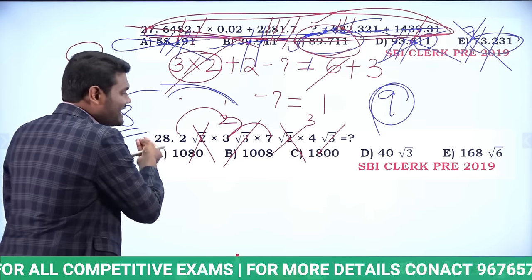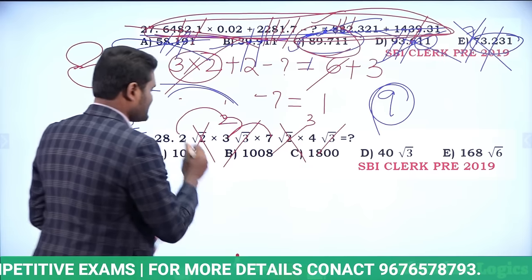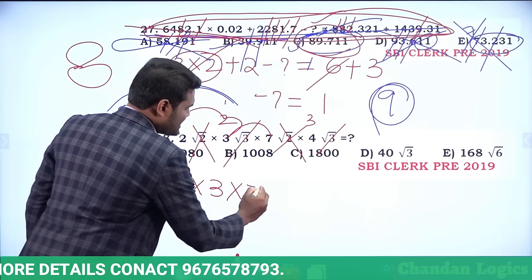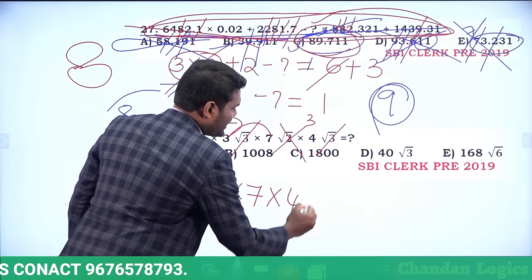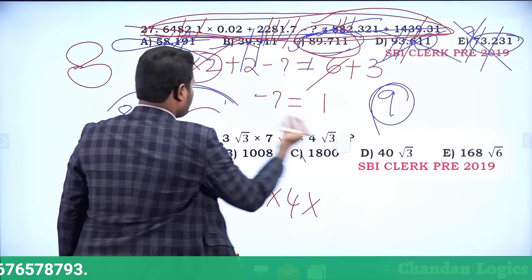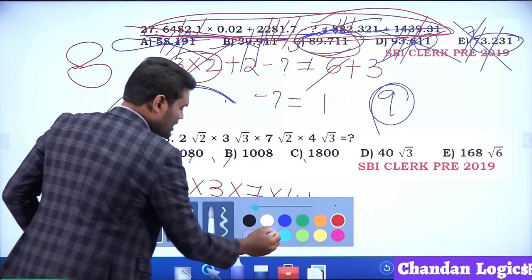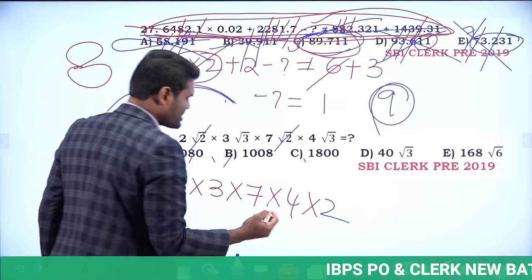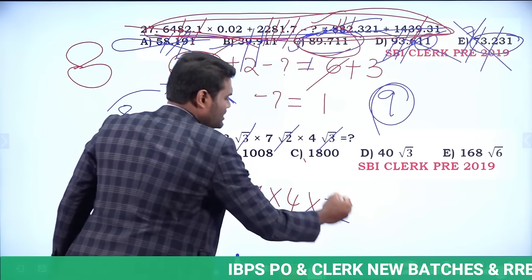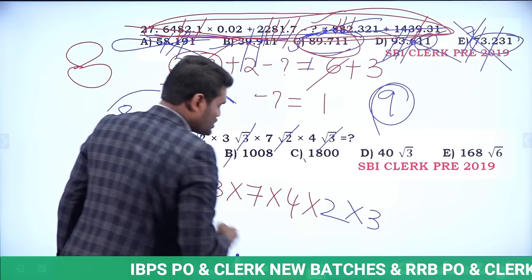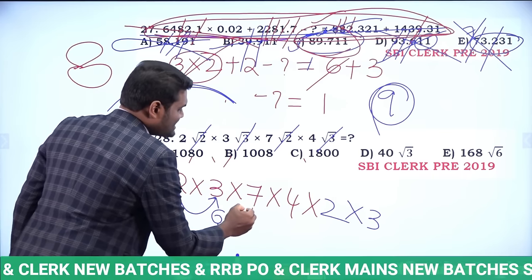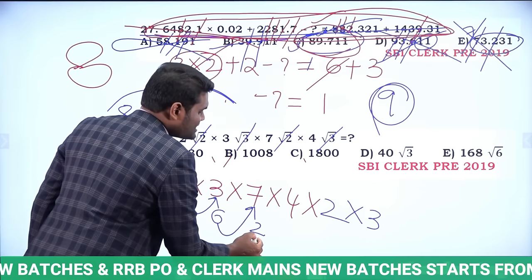Okay, if the calculation is going to be complicated, just verify the last digit. If you verify the last digit, this will be 2 into 3 into 7 into 4 into 2 into 3. Just observe here, these are given in the question, but root 2 is nothing but 2 extra. Similarly, root 3 is 3 extra. So if you multiply 2 into 3, the last digit will be 6. 6 into 7, 42, the last digit will be 2.